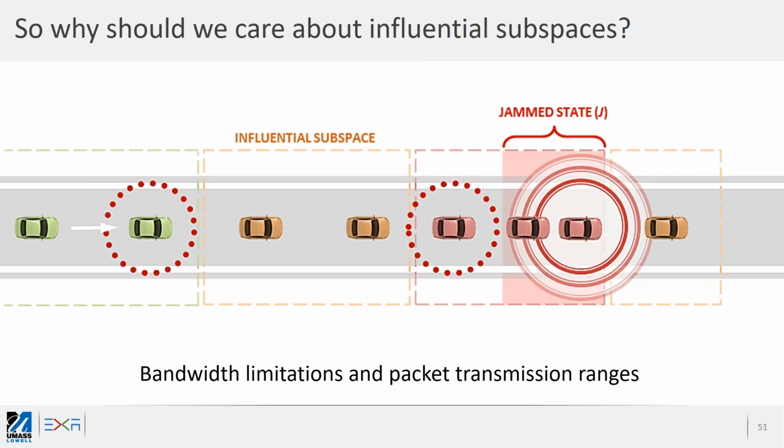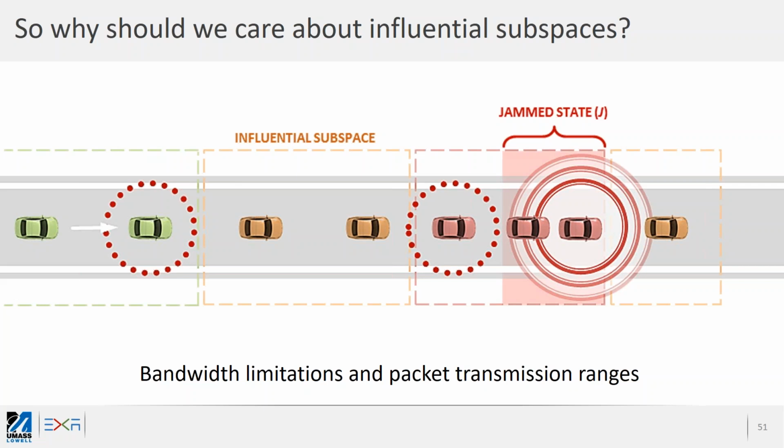So if this vehicle, the first vehicle in the jam, could communicate to vehicles in the influential subspace, then we could have a reduction in congestion. However, you cannot just broadcast your information to everyone because we have bandwidth limitations and there is a limit to how far you can transmit your packet.